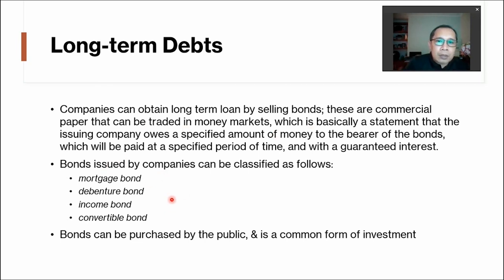And these are several types of bonds, okay: mortgage bonds, debenture bonds, income bonds, and convertible bonds. Again, you should be familiar with both the English term for it and also the Indonesian term for it. Okay, and bonds can be purchased by the public. It can be traded by the public. It's a common form of investment, a very, very common form of investment.